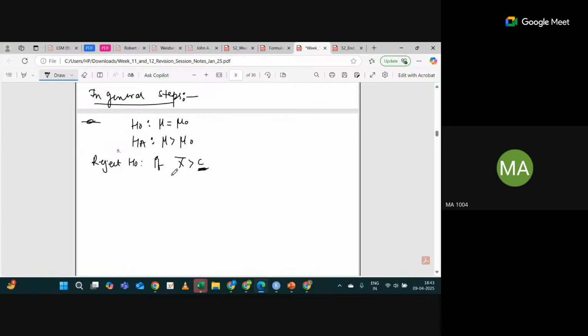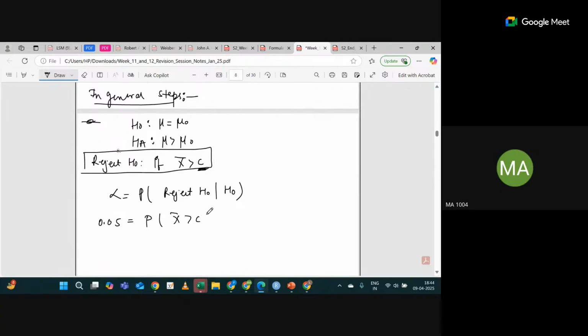We will start with alpha, which will be given to you. Alpha is the level of significance, defined as the probability of rejecting H naught when H naught is true. Suppose alpha is given as 0.05. It can be 0.1, meaning 10%, or 1%. So the probability that you reject H naught is when X bar is greater than c, given that H naught, mu is mu naught, is true. So far, so good.